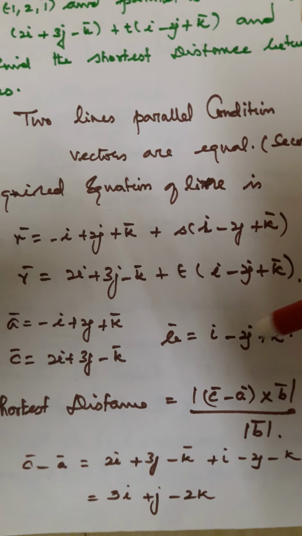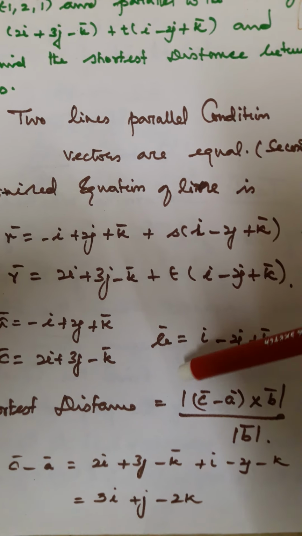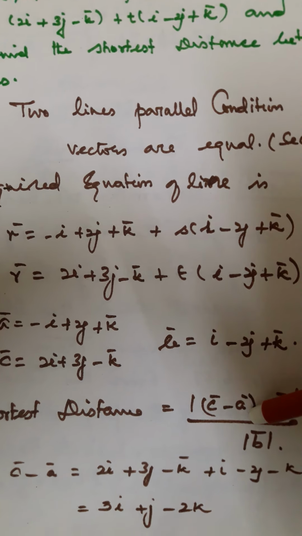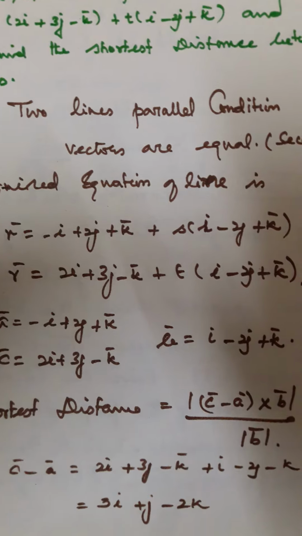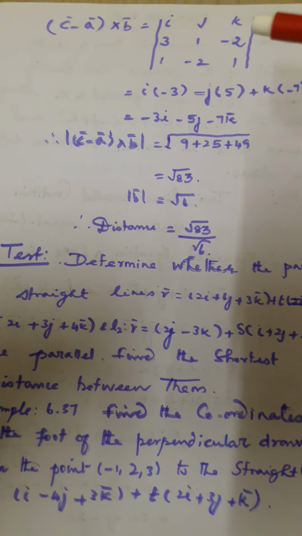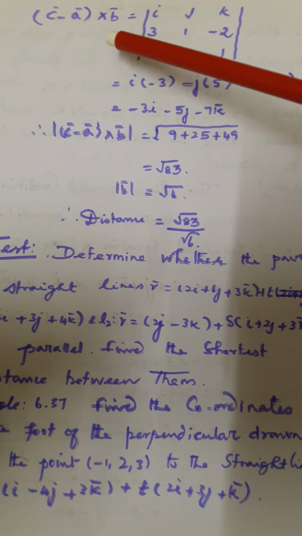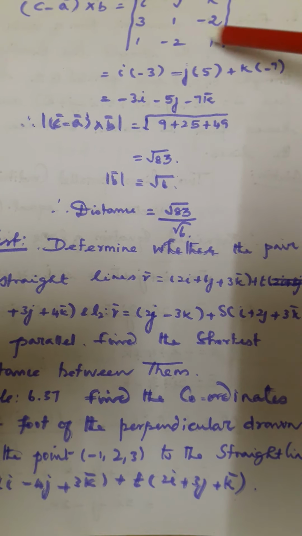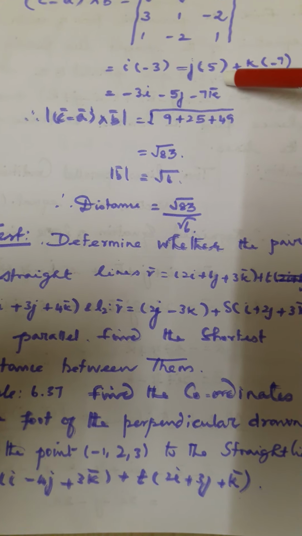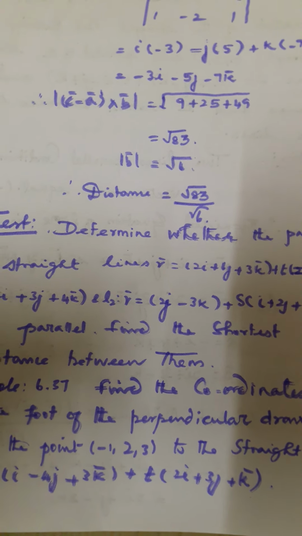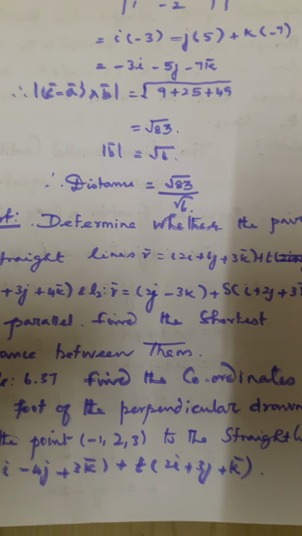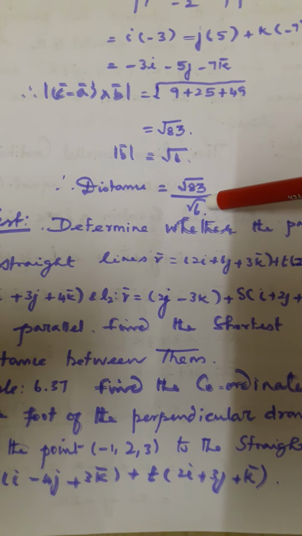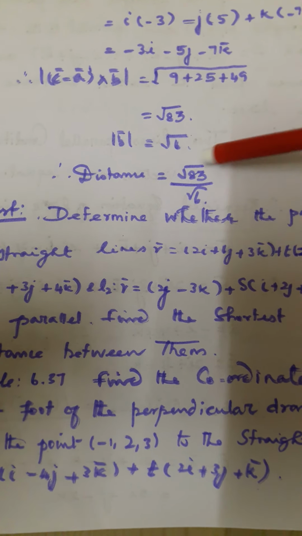So now we can find the shortest distance between the two parallel straight lines using the formula: modulus of (c vector minus a vector) cross b vector, divided by modulus of b vector. So c vector minus a vector you can find out. (c minus a) cross b is c minus a = (3, 1, -2) and b vector = (1, -2, 1). Your cross product value I have given you, that modulus becomes root 83, and modulus of b vector is root 6. Therefore the shortest distance is root of 83 by 6. I have given it in 2 roots, you can write it in 1 root.